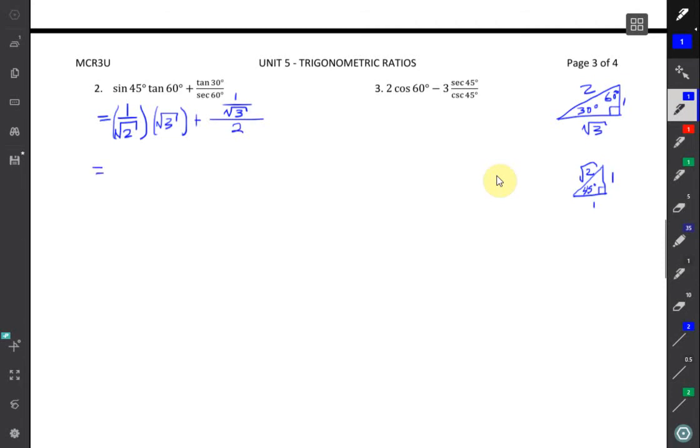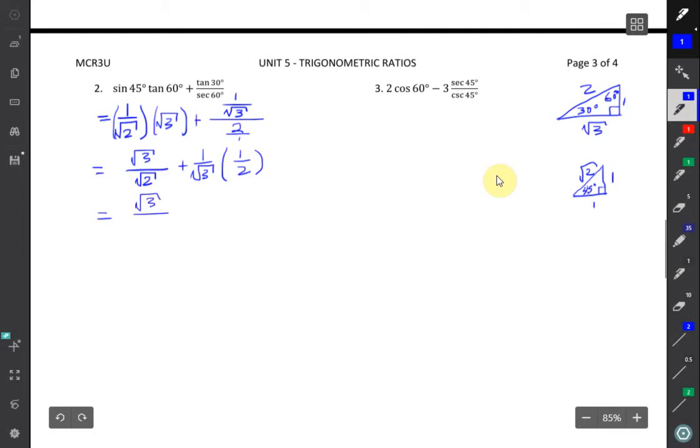This fraction ends up being root 3 times 1, which is root 3, over root 2 times 1, which is root 2. There's a 1 understood under that root 3. And then we have 1 over root 3. We're going to invert and multiply. So again, think about the fact that there is a 1 understood under that 2. That's 1 over root 3 times 1 over 2. That leaves us with root 3 over root 2 plus 1 over 2 root 3.